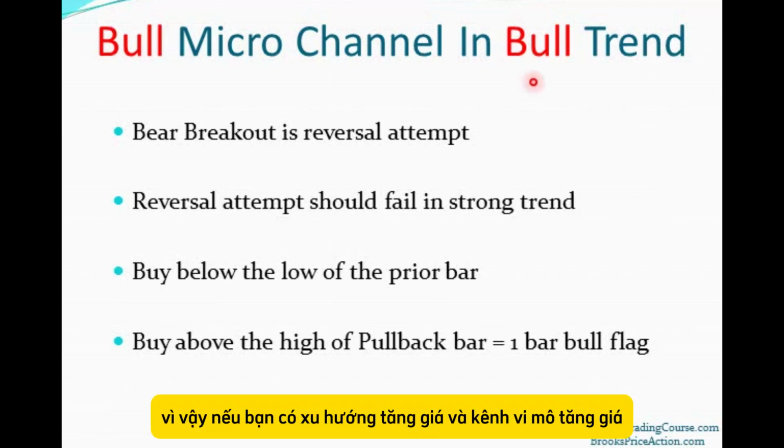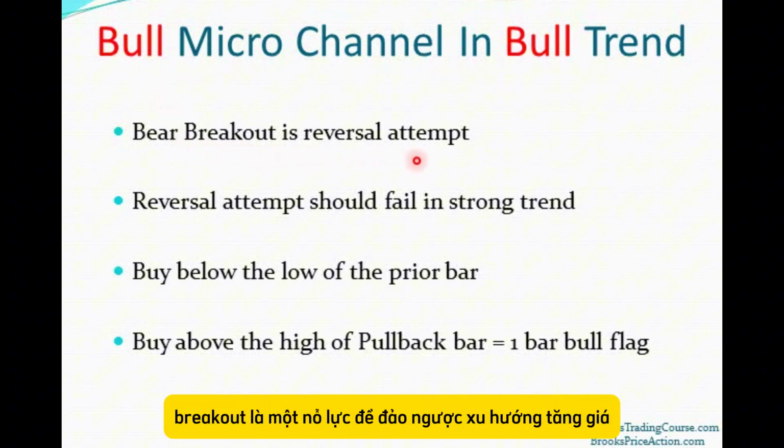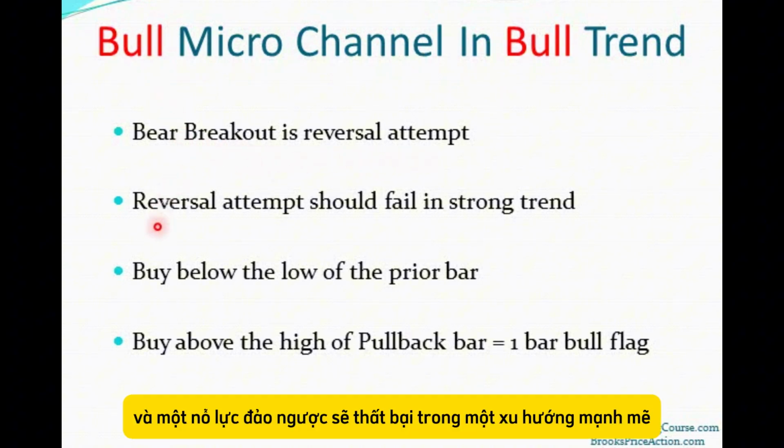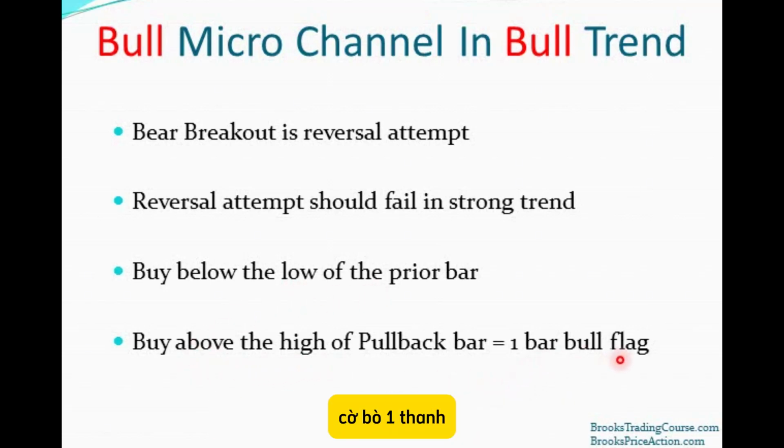So if you have a bull trend and a bull microchannel in the bull trend, any bear breakout is an attempt to reverse the bull trend, and a reversal attempt should fail in a strong trend. So you buy at the low of the prior bar, and you also buy above the high of the pullback, a 1-bar bull flag, a high 1 buy.